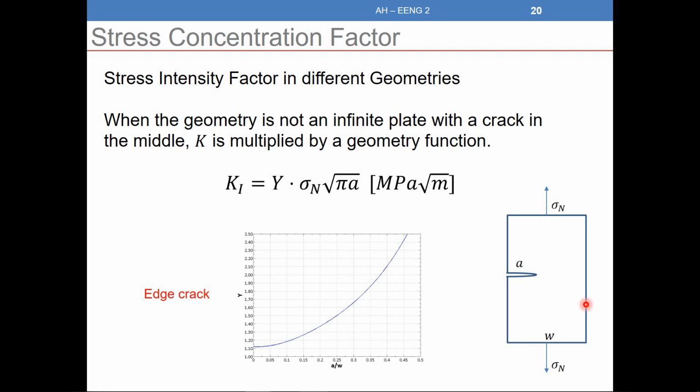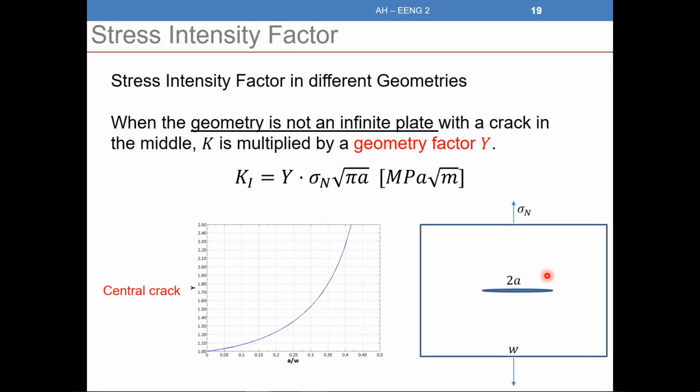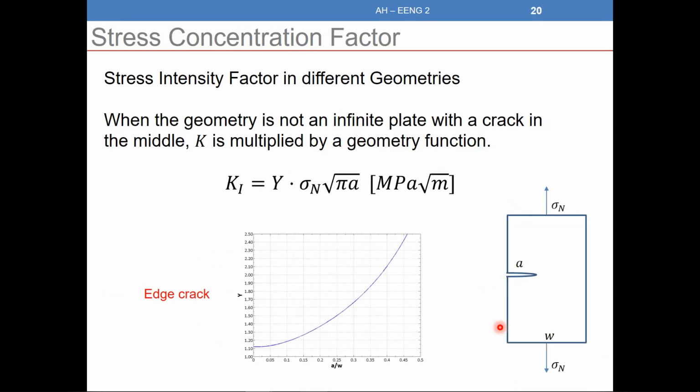Now let's say we have another example, because the crack's not always in the center. In the previous examples, the crack was always in the center. Now let's say in this slide, the crack is not in the center. It's what we call an edge crack. In the case of an edge crack, we also need to multiply sigma square root of pi a by a geometry factor, and here we have a different graph. We divide a by W, and depending on the value we can find Y. So Y is only a geometrical factor used when the plate does not have an infinite width.